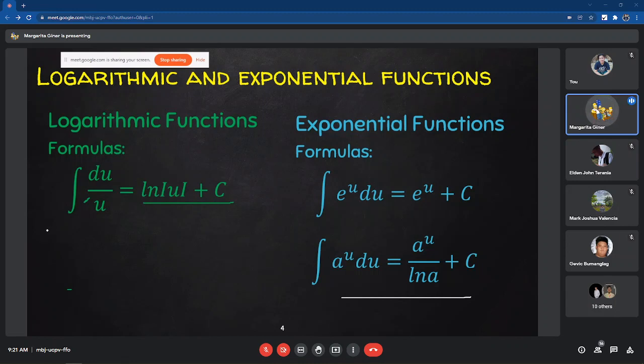Okay, so let's try this one. Let's say you have 2 dy over 3y minus 4. Okay? Our formula says your u should be in the denominator and your du should be in the numerator. So, whatever function you have in the denominator, when you solve for its derivative, the result should be visible in the numerator.